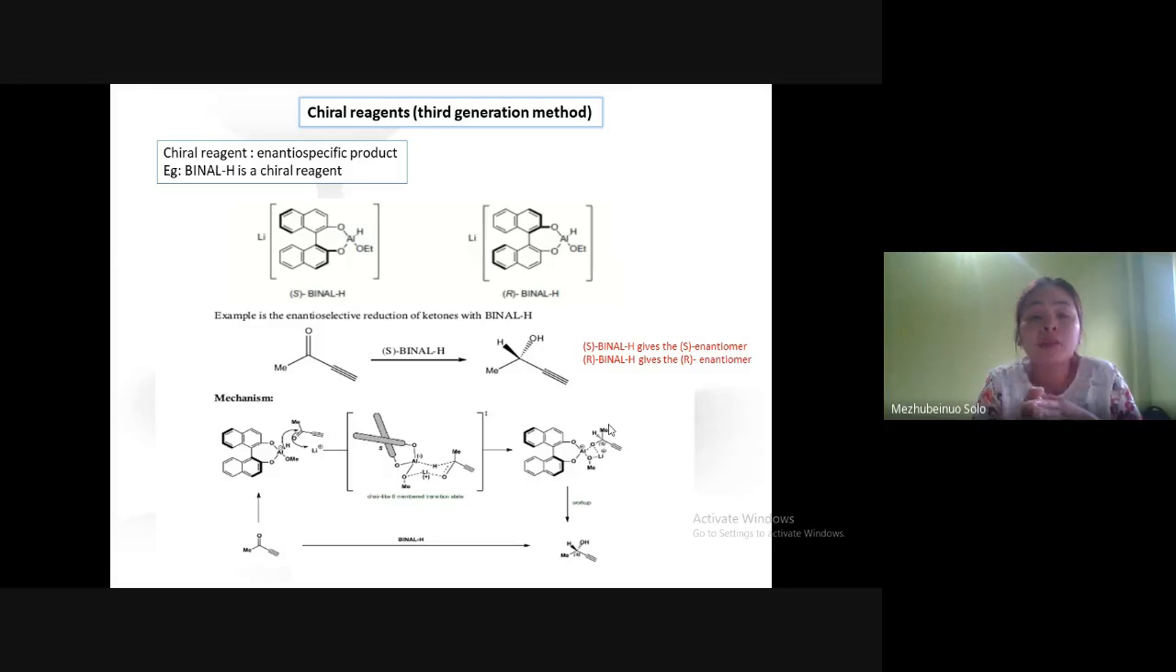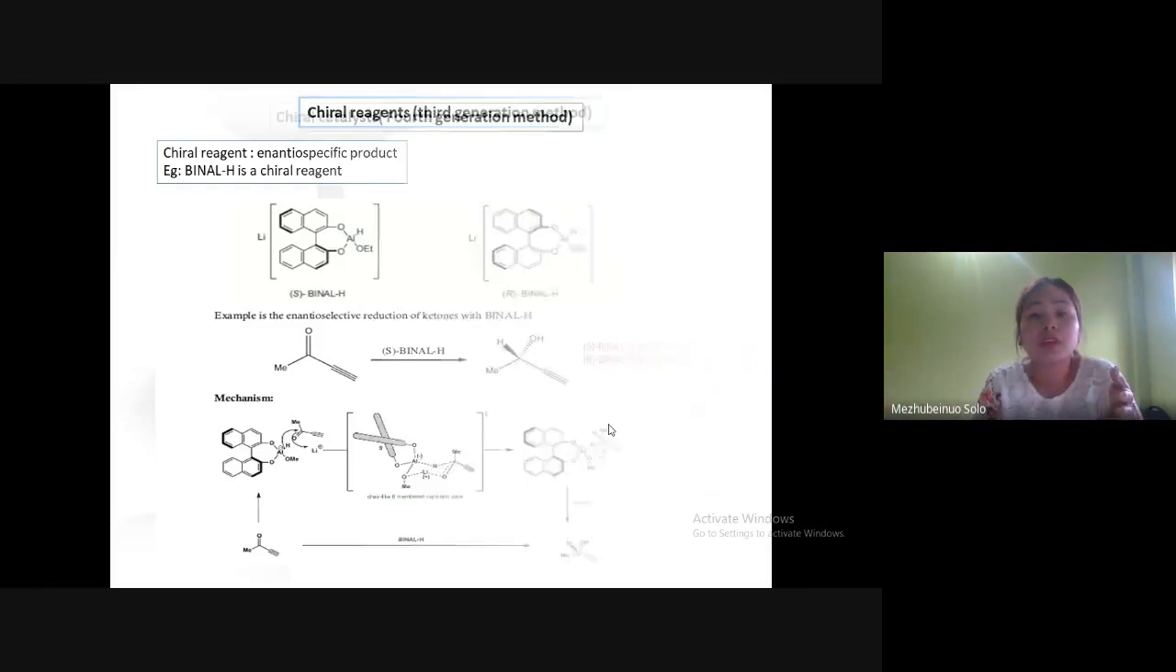And the use of a chiral reagent, although this method also gives a good enantiomeric excess, only a few reagents are successful and it can be used only for a few reactions. So it is not favorable in comparison to the newly developed methods.